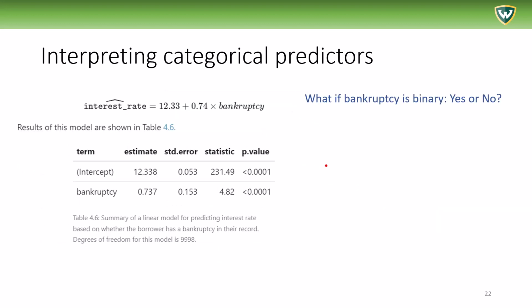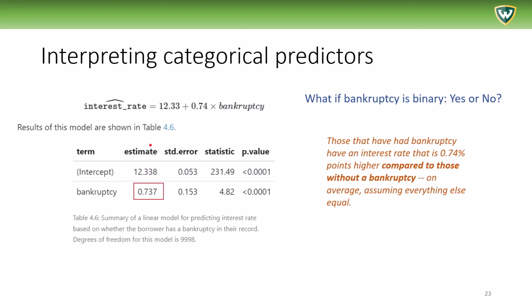Now, interpreting the categorical predictors is actually kind of a similar way. So assume bankruptcy is binary, so it's 1 or 0 or yes or no. And all the categorical variables that we're going to work with are going to be binary. So how do we interpret it? Well, we interpret it the same way, except that we change the explanation slightly.